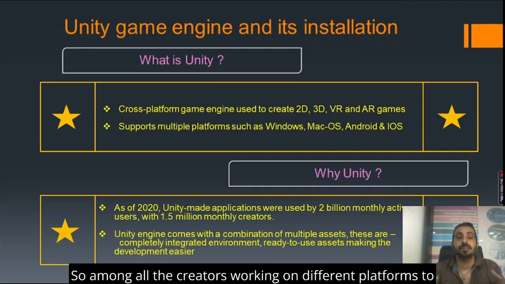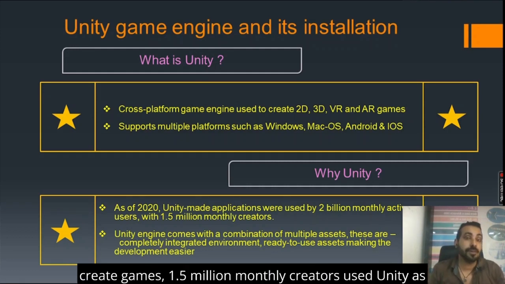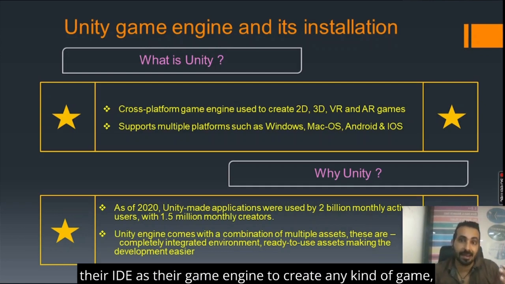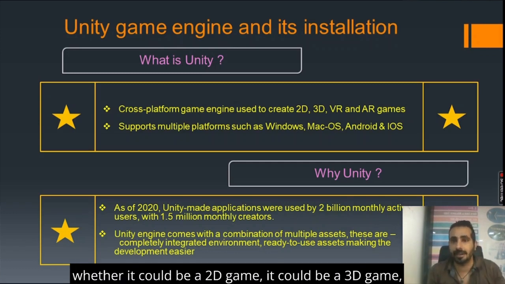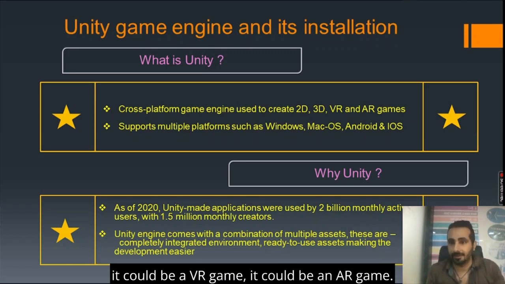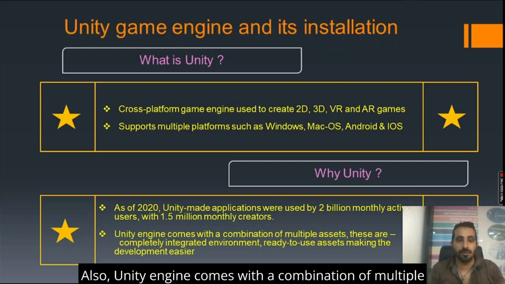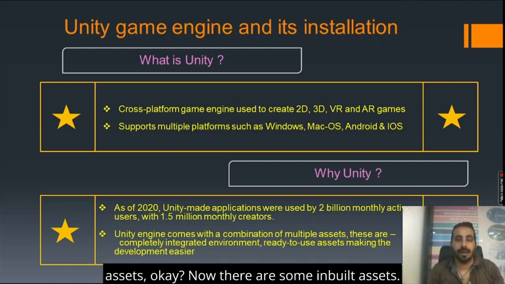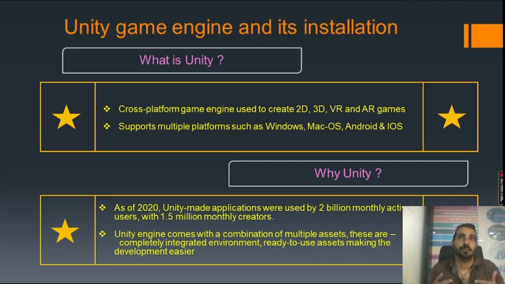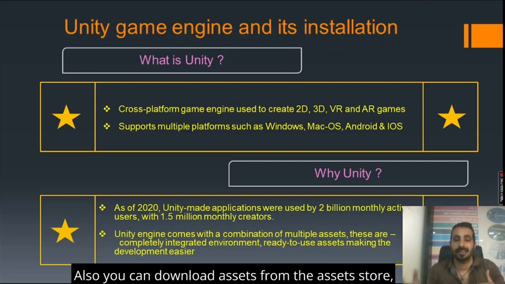Also, there were 1.5 million monthly creators. So among all the creators working on different platforms to create games, 1.5 million monthly creators used Unity as their IDE, okay, as their game engine to create any kind of game. Whether it could be a 2D game, a 3D game, a VR game, or an AR game. Also, Unity engine comes with a combination of multiple assets. Now, there are some inbuilt assets. Also, you can download assets from the asset store.